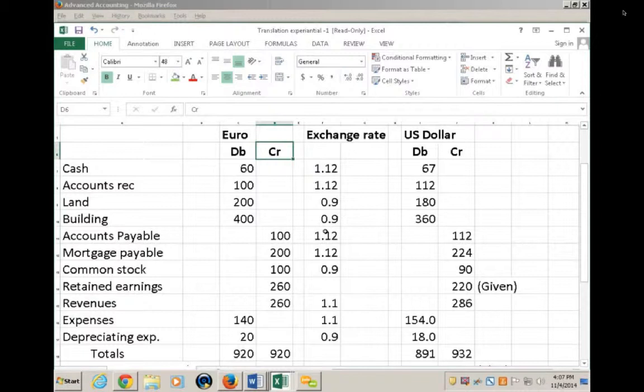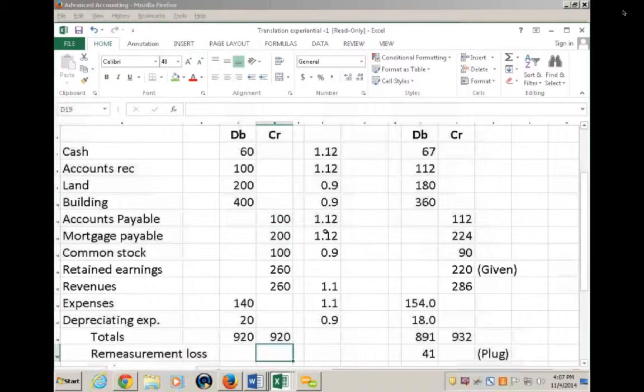As part of the situation, you would get a euro-dollar trial balance, and you'd be asked to do two things: first, convert these to USD, and then find out the remeasurement gain or loss. So that's the task that you are given. And there are two things I wanted to say about this.